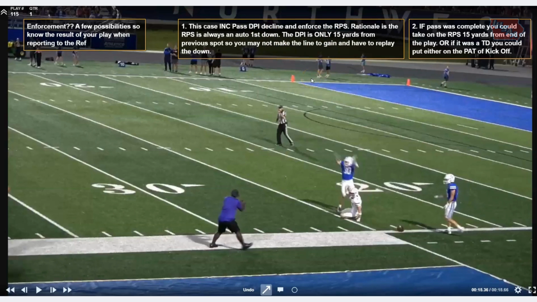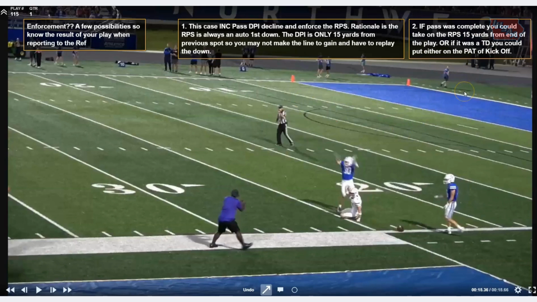And you say to yourself, well, what's the difference? They're both 15-yard penalties. The rationale, which is correct, is that roughing the passer is one of our few automatic first down fouls. So we're going to enforce that one because the DPI is 15 yards from the previous spot. It's not always going to be a first down. They'd have to make the line to gain with that penalty, and then you'd have to replay the down. So if you have both of those, you just enforce the roughing the passer because we know that's going to be an automatic first down.